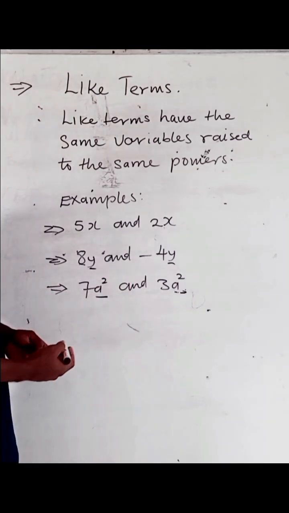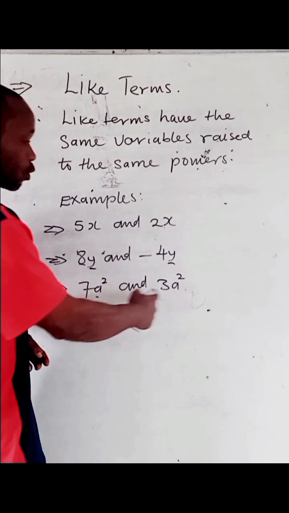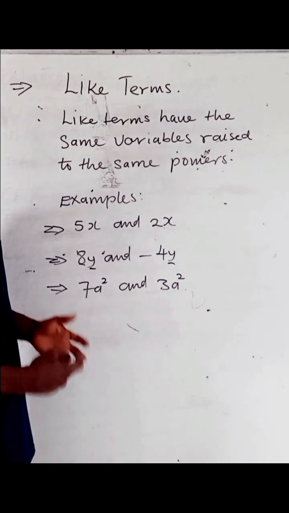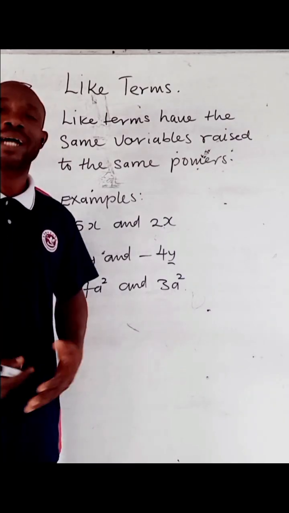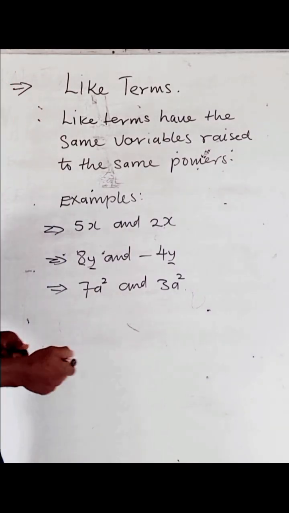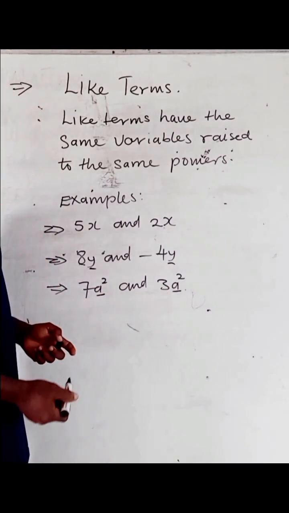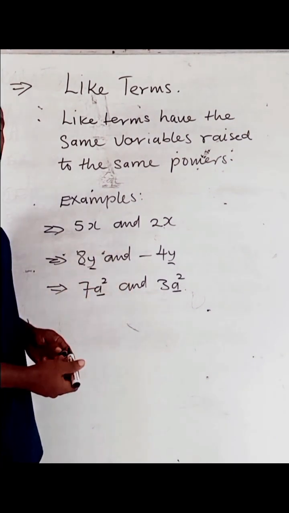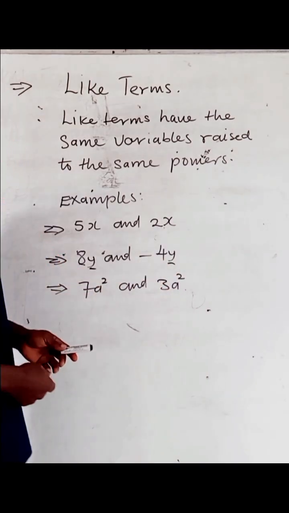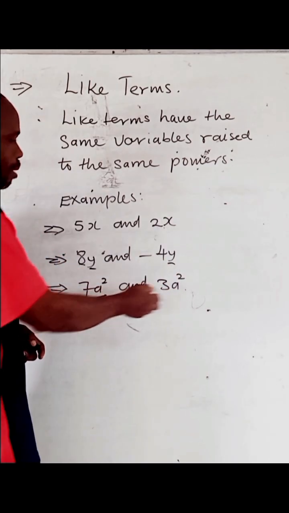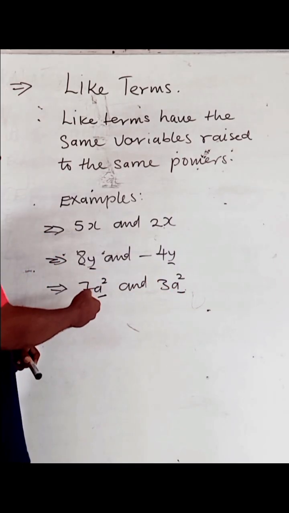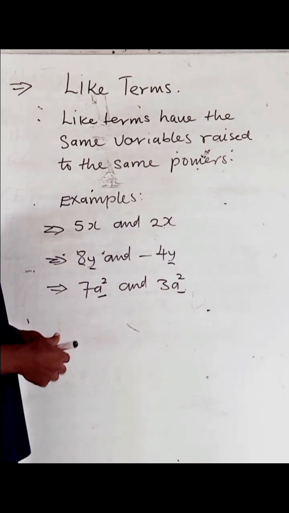Now look at the next expression, 7a squared minus 3a squared. Here again, these are like terms. Why are the expressions like terms? They are like terms because the variables are the same and they are raised to the same power. This is 7a raised to the power 2, this is 3a raised to the power 2. So both of them are raised to the same power. Therefore, we can now say that these two terms are like terms.